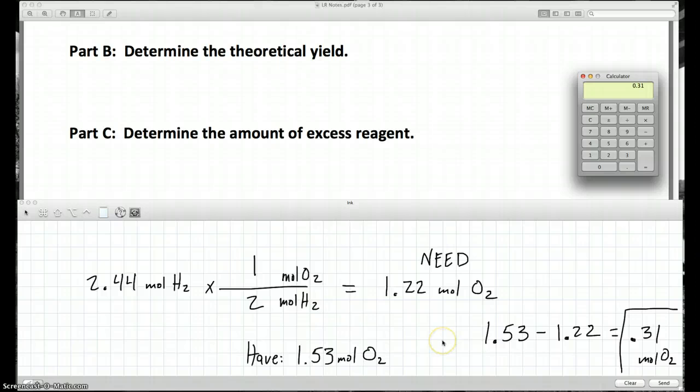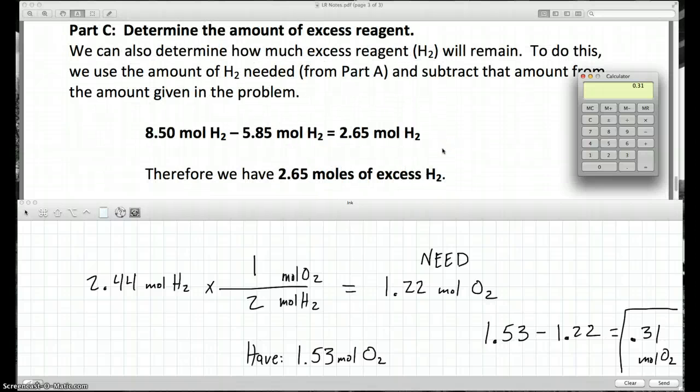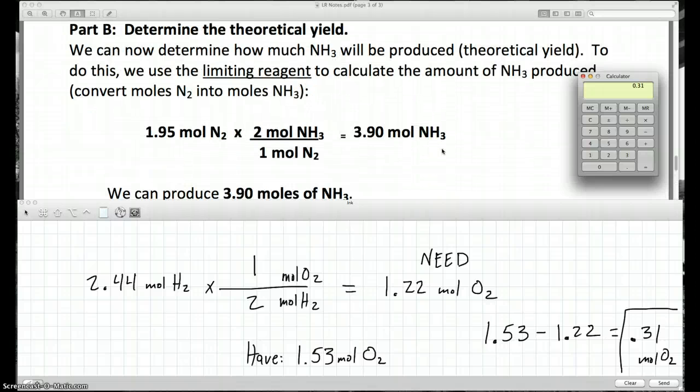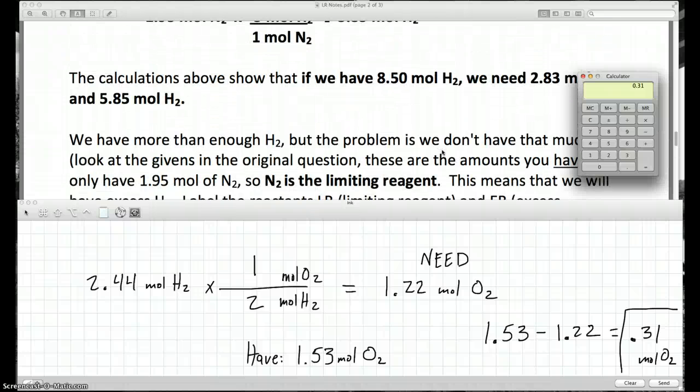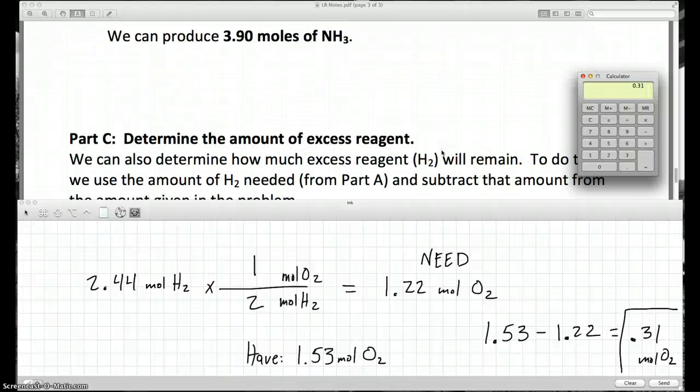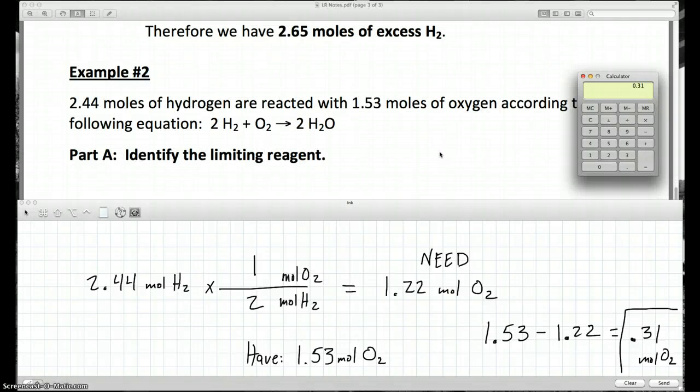But again, that's it for limiting reagents. I've got one more short video here talking about percentage yield, actual yield, and theoretical yield. But if you have any questions on this, look over the notes. I didn't go through all the notes, and there is an entire example there too that I go through and explain all the steps. So if you get stuck, you can look at that, or stop in, send me an email, any of those things.